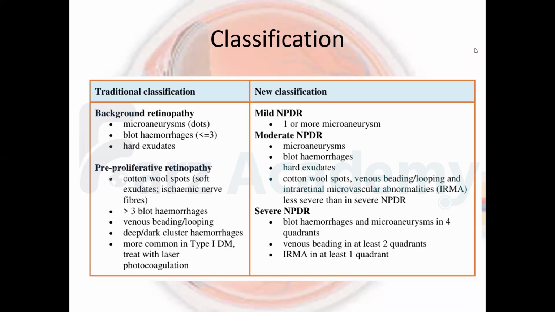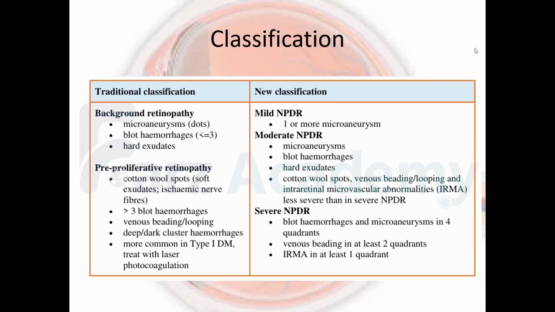Okay, so in background retinopathy, what you see is microaneurysms, blot hemorrhages, and hard exudates. And the hemorrhages will be less than 3 in number. In pre-proliferative retinopathy, you will see cotton wool spots, more than 3 blot hemorrhages, venous beading or looping, deep or dark cluster hemorrhages, and it is more common in type 1 diabetes, usually treated with laser photocoagulation. Okay, so remember the fundoscopic features, whatever you see in pre-proliferative and proliferative.